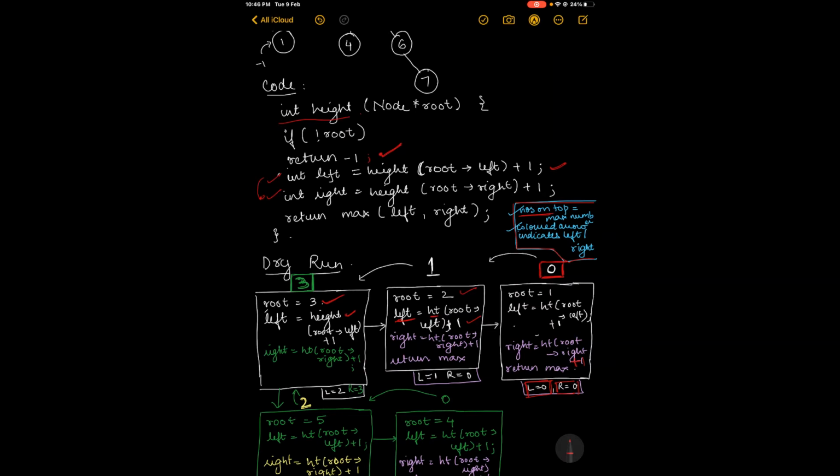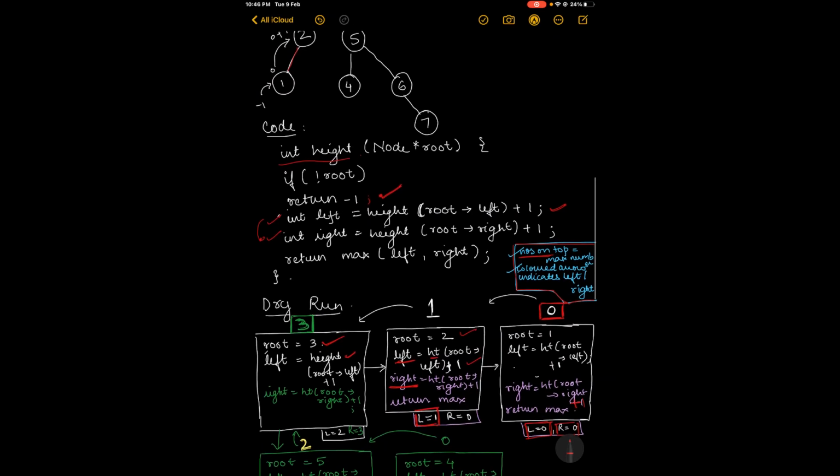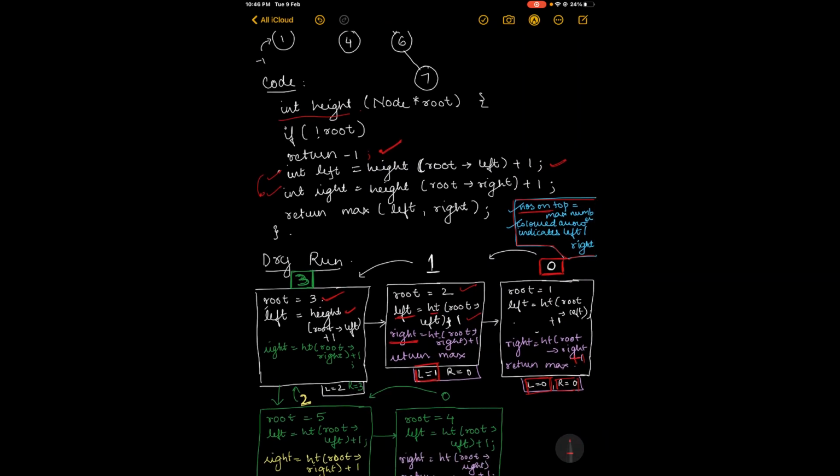Once that happens, 0 plus 1 in left will give us 1, so left will be 1. Then we'll resume our code and move on to the next step, that is right. Right is equal to height root right plus 1. Since 2 does not have a right child, it will return minus 1. Minus 1 plus 1 will give us 0. So again we can say that right is equal to 0, and return max.